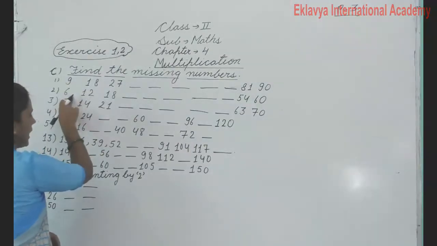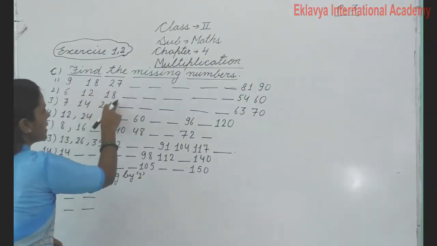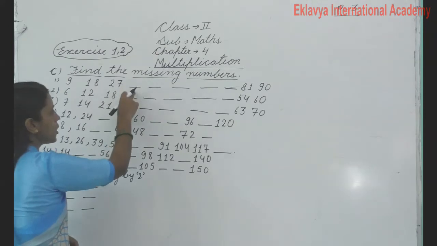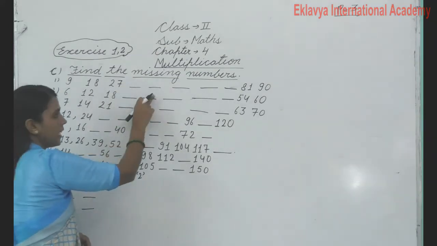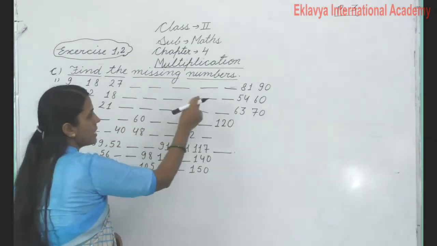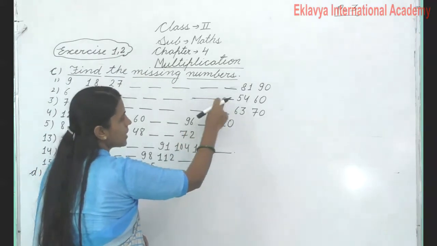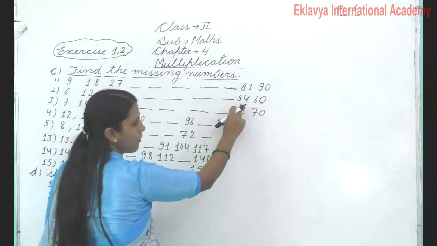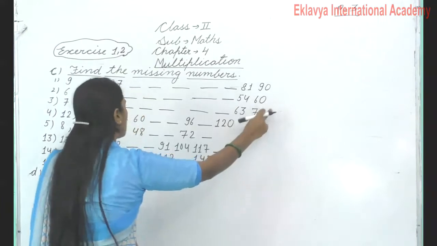6 1 ja 6, 6 2 ja 12, 6 3 ja 18, 6 4 ja 24, 6 5 ja 30, 6 6 ja 36, 6 7 ja 42, 6 8 ja 48, 6 9 ja 54, 6 10 ja 60.